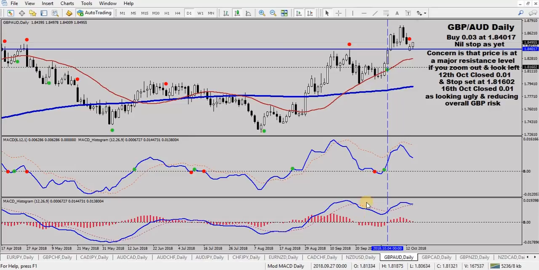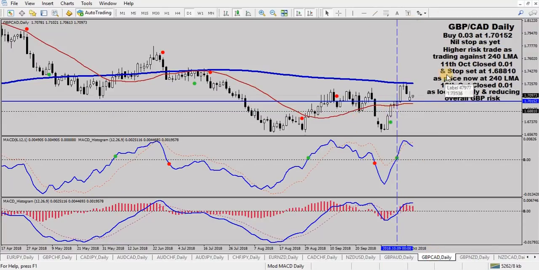Pound Oz in a buy, close 2/3, stop here. It's not probably close enough. Even if I got stopped out, I'd probably lose on this trade overall. It's a pound trade.